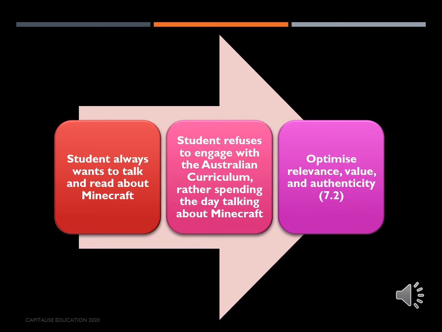Our hypothetical student always wants to talk and read about Minecraft. This has led to our student refusing to engage with the Australian curriculum, rather spending all day talking about Minecraft. Now that we've identified the functional impact, we can look at the relevant checkpoints, and 7.2 might be useful. We could look at how we could optimize relevance, value, and authenticity for our student.